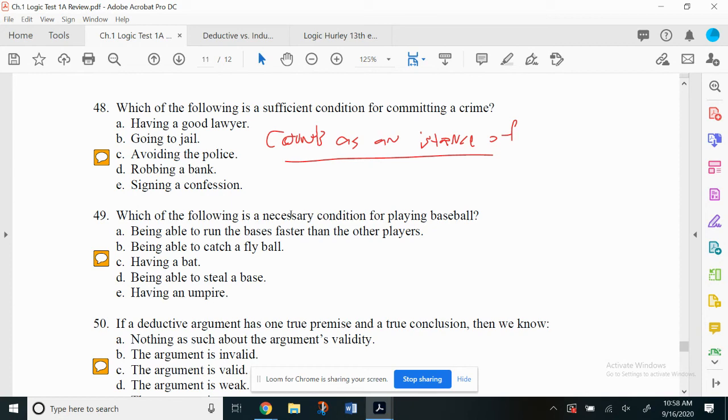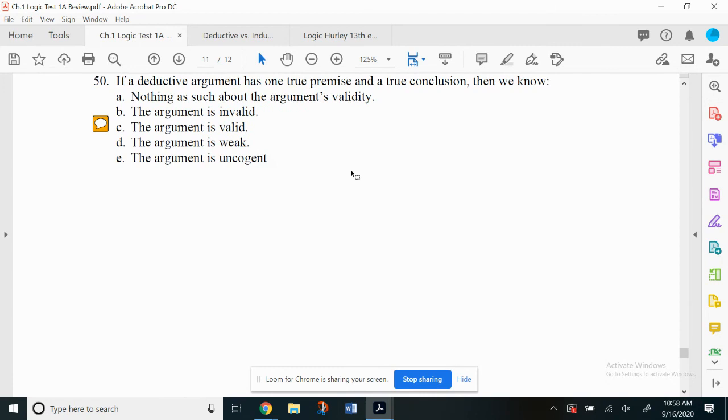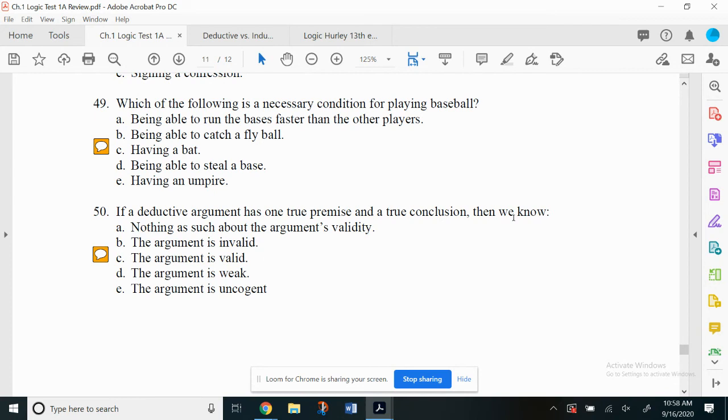Okay, 50. And I think we're down to the end of this mock exam. If a deductive argument has one premise and true conclusion, then we know A, nothing about the argument's validity. And this is one of those things you have to go back to section 1.3 and 1.4 and look. You can have a true premise and a true conclusion, but in order to know whether it's valid, the premise has to connect or support the conclusion.